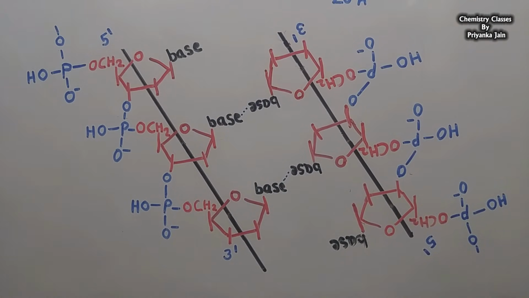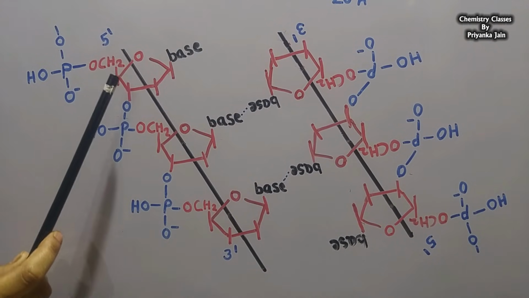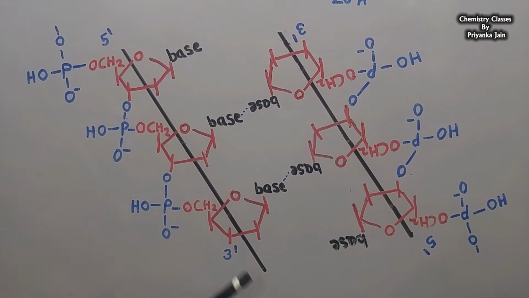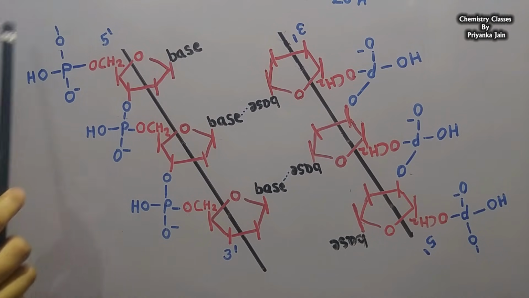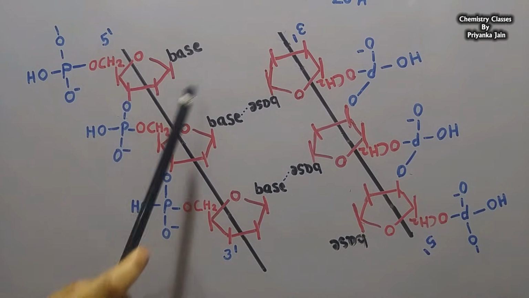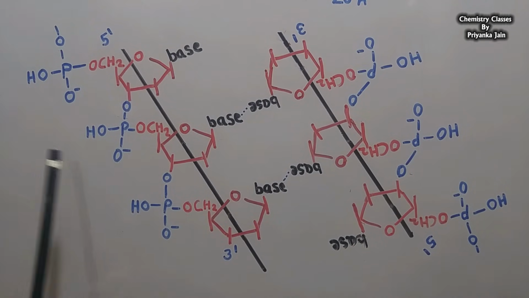If we see the molecular structure of the DNA, it comprises two strands, and each strand is comprised of a polynucleotide chain. This is one nucleotide, and several nucleotides are joined together.